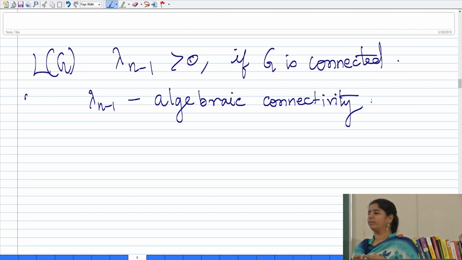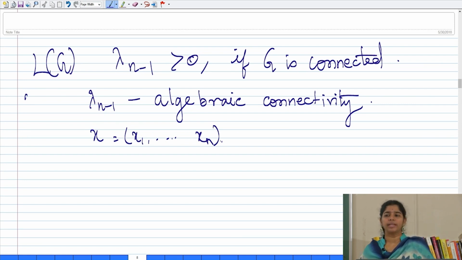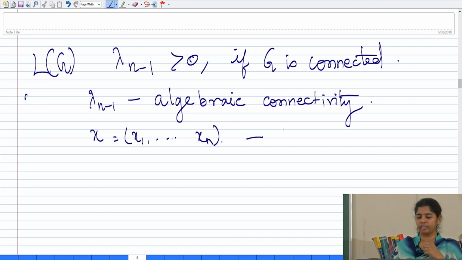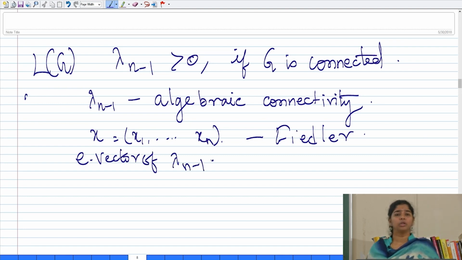So what information can we get out of this? If we have an eigenvector for this, say x, having x1, x2, up to xn, there is a result by Fiedler. When we enter into network sciences and studying large scale networks, this vector plays a huge role. So this vector is called the Fiedler vector, named after the mathematician Fiedler. It is nothing but the eigenvector of lambda n minus 1.